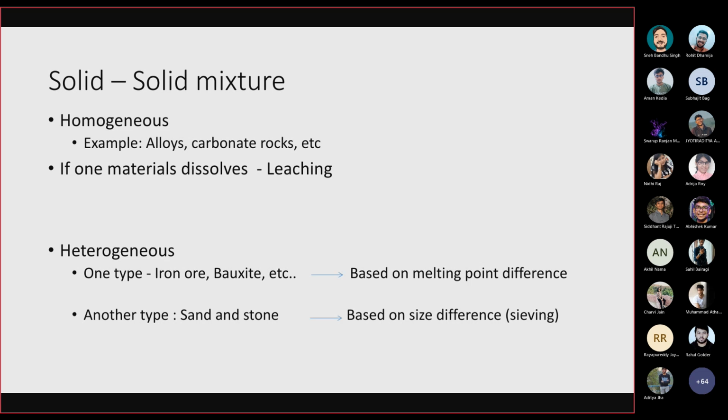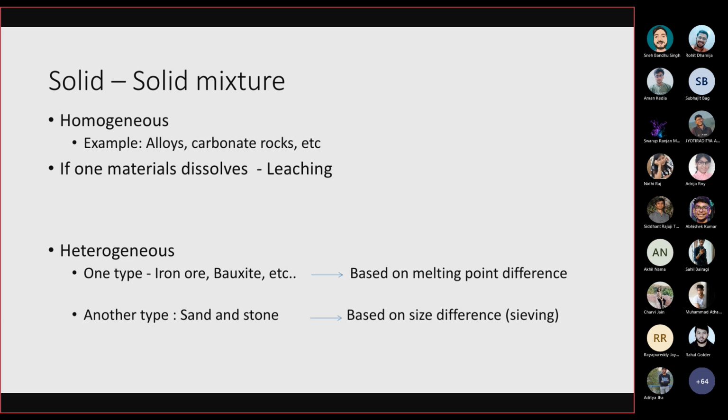I hope you are understanding whatever I'm trying to explain. We have solid mixtures, one homogeneous and one heterogeneous. In a homogeneous solid mixture, both solids are present as a single solid. An example is gold and copper in a gold ornament, like our alloys, nickel alloys, or even steel, which is an alloy. Both solid materials are present as a single solid material. If you want to separate such homogeneous solid mixtures, we can use the leaching method.